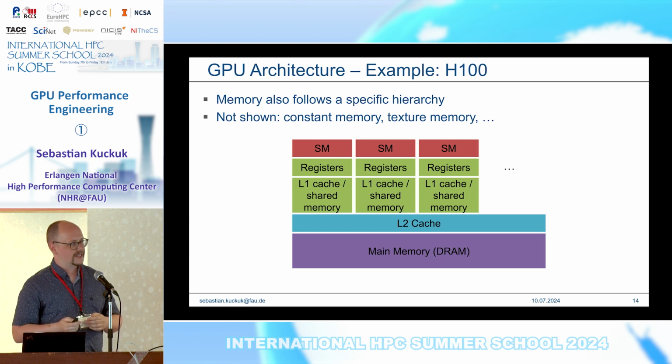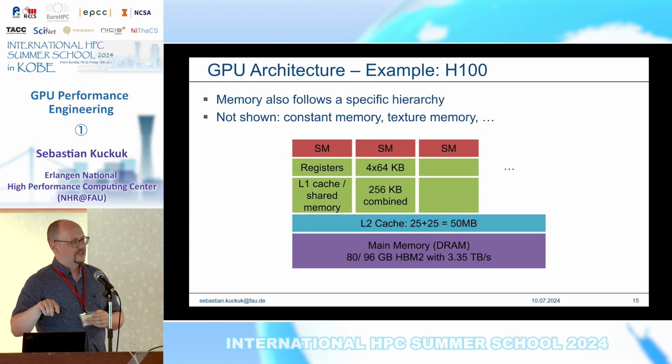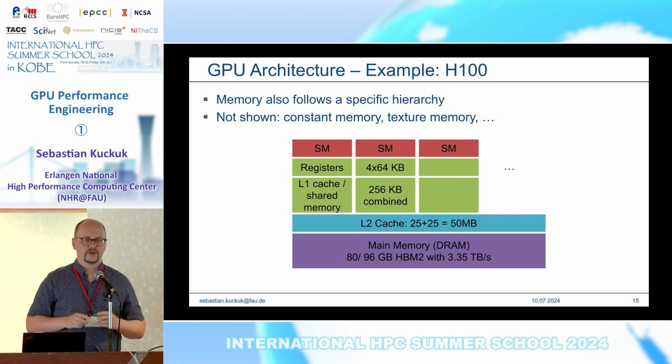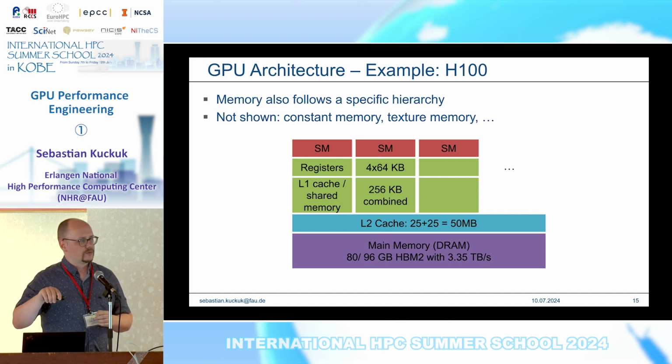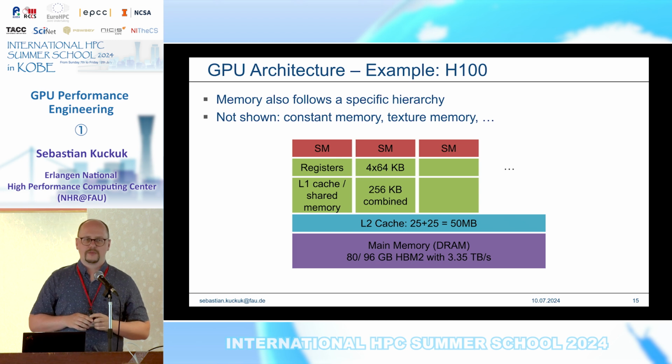In terms of sizes, let's start at the bottom. So for the H100, we would have 80 or 96 gigabytes available, depending on which version of the card you're actually buying. And this will deliver a bit over 3 terabytes a second. So this is massively fast, can get a massive amount of data to your SMs.